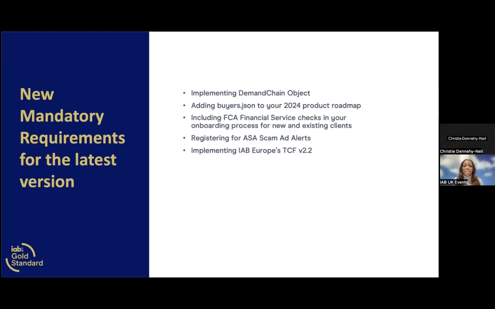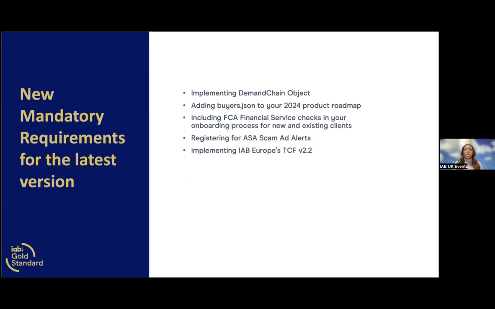Thank you, Christy, for the explanation of the OAT and the role the gold standard plays in addressing key industry issues. So I will now discuss the updates that we've made to the latest version of the gold standard, including the implementation of demand chain object. We also ask that you add buyers.json to your 2024 product roadmap and make sure that you include Financial Conduct Authority financial service checks in your onboarding process for new and existing clients.